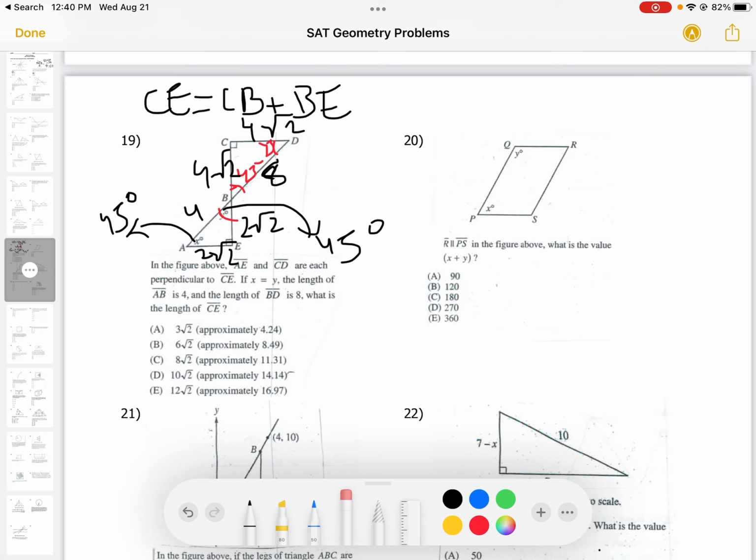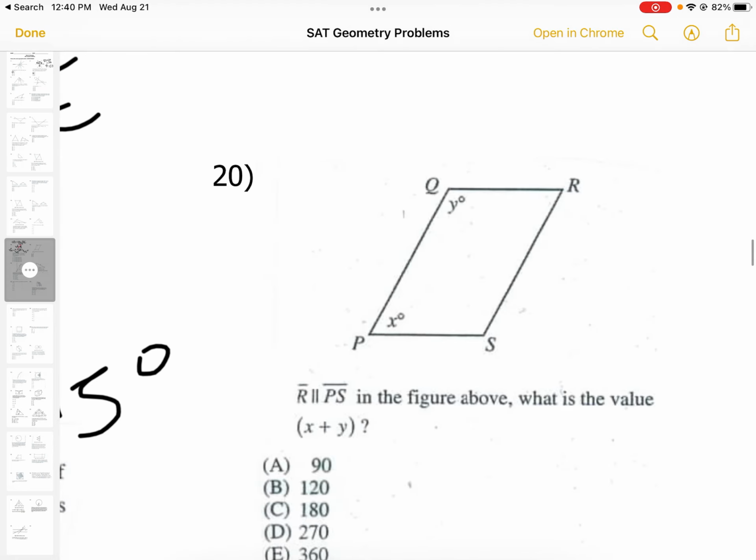Alright, number 20. Line QR is parallel to line segment PS. In the figure above, what's the value of x plus y? Alright, so whenever we have two parallel lines, let me extend these parallel lines out really quick.